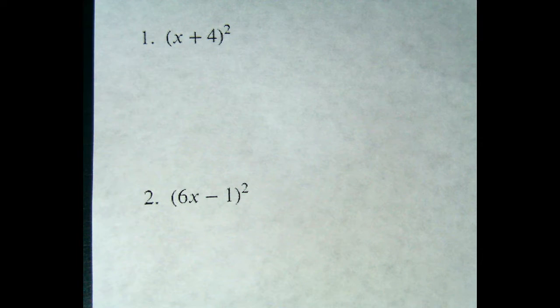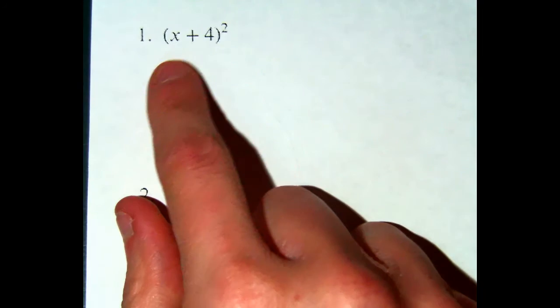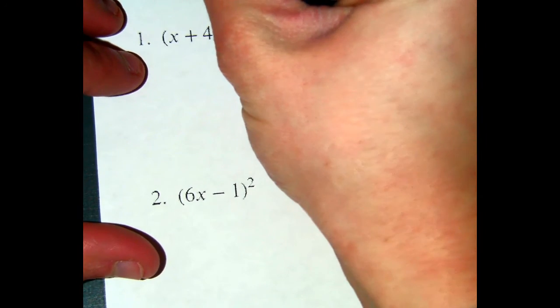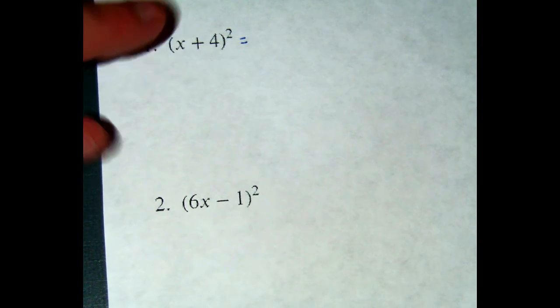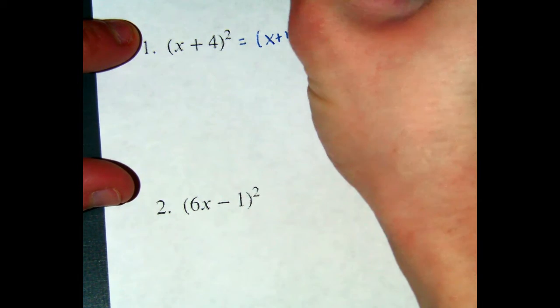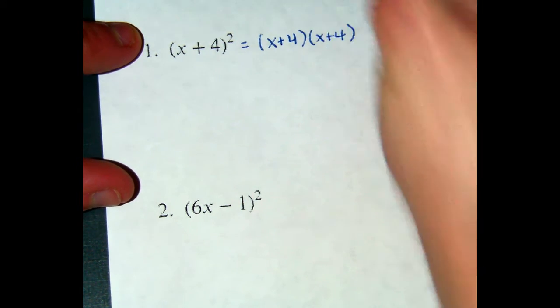If you had x squared, there were how many x's? 2. Okay, well this says you got x plus 4 squared. What do you think that means? Not 4 x's. There are 2 of these: x plus 4 and x plus 4. That's what that means. There are 2 of them.